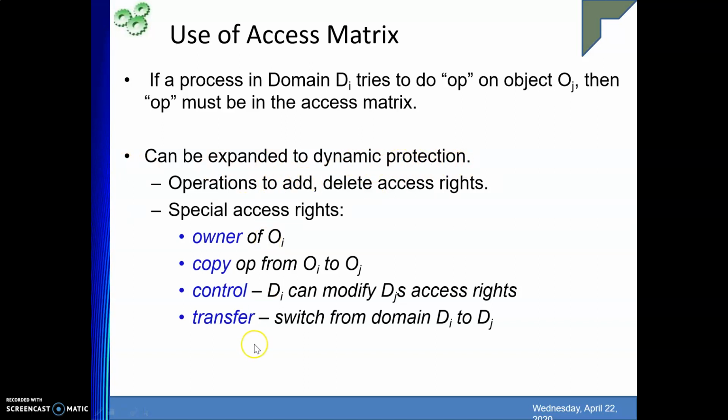And we can change or expand the protection rights in our access matrix. For that we require some special rights. So basically we need to add or delete some access rights. Some special access rights we'll see today: one is owner right, copy, control, transfer. We'll see them one by one.